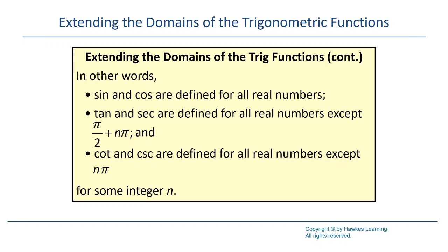And really what it boils down to is sine and cosine are defined for all real numbers. So their domains are negative infinity to positive infinity. Tangent and secant are defined for all real numbers except pi over 2 plus n pi.